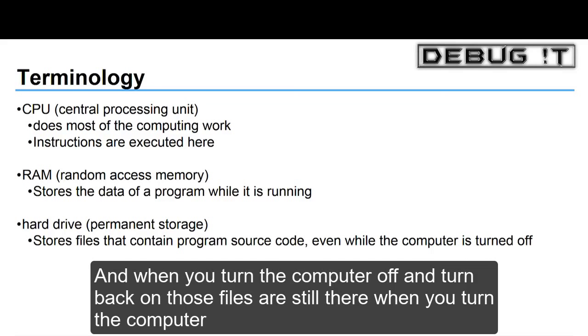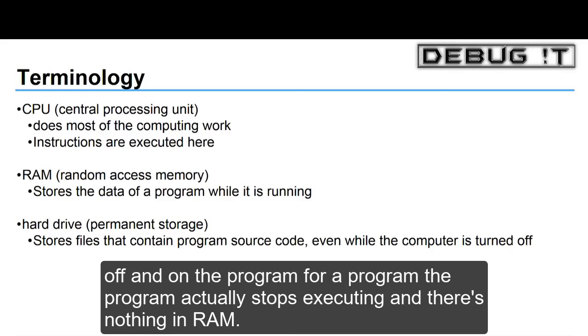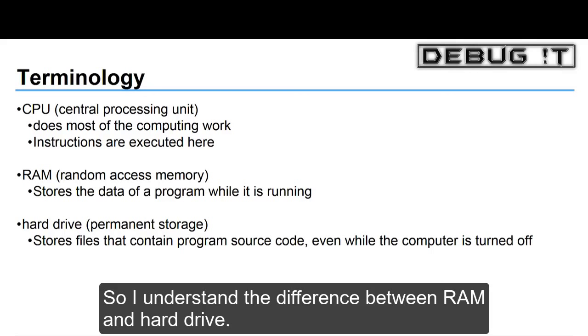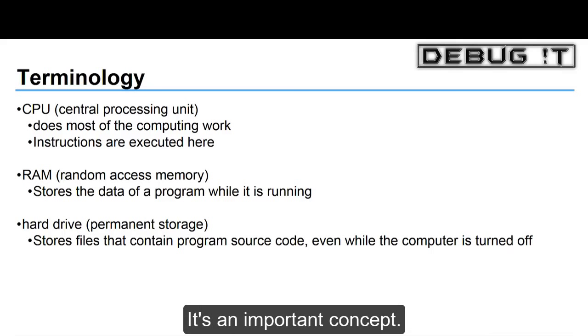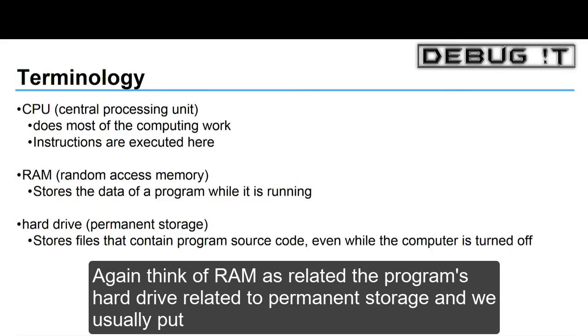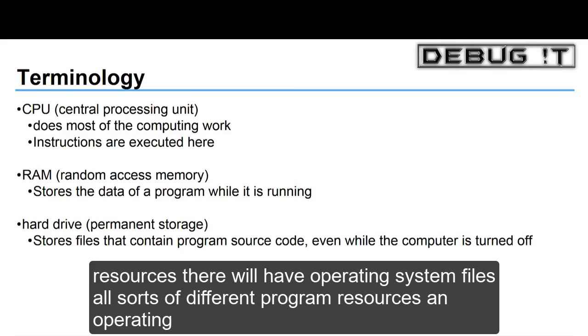And when you turn the computer off and turn it back on, those files are still there. When you turn the computer off and on, a program actually stops executing and there's nothing in RAM. So understand the difference between RAM and hard drive. It's an important concept. Think of RAM as related to programs, and the hard drive as related to permanent storage, where we usually put resources. We'll have operating system files and all sorts of different program resources.